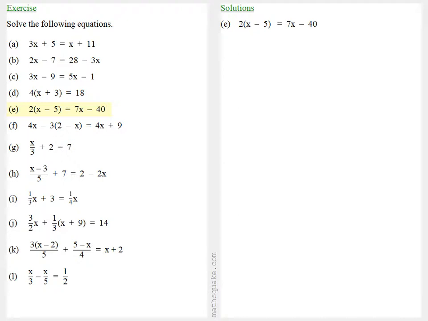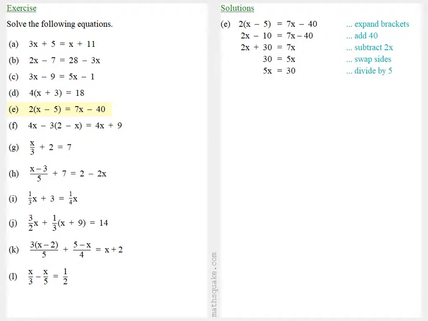In question E, we have 2 into x minus 5 equals 7x minus 40. Well, the first thing to do is expand the brackets. Multiplying by 2 gives 2x minus 10 equals 7x minus 40. Now if we add 40 to both sides, that gives 2x plus 30 equals 7x. And if we subtract 2x from each side, we have 30 equals 5x. Now at any stage we can swap the sides, so that would give us 5x equals 30, and if we divide by 5, that gives x equals 6, and that's our answer.